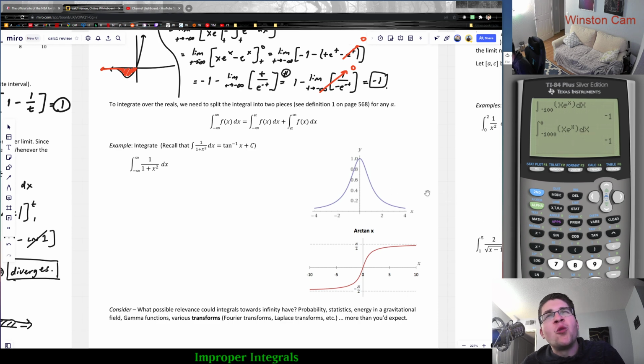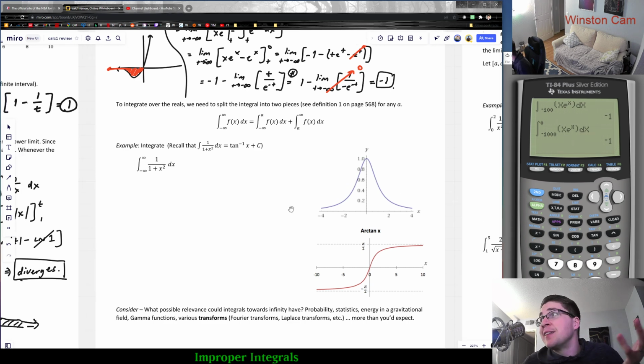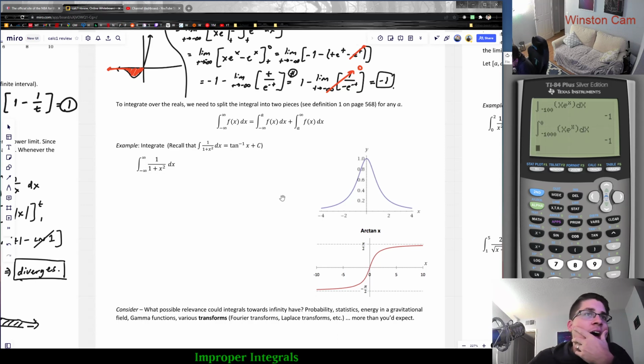Another thing you may have been wondering is how possibly could integrating to infinity be relevant or useful for anything? What's actually pretty interesting is it's quite useful in a lot of different areas of math, statistics, and physics. Integrating to infinity is super useful in astronomy and a lot of other calculations, to name a few examples.